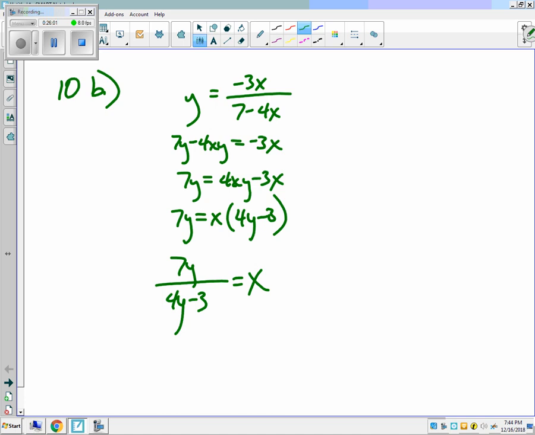Now here's the thing. I want your answer as a function of x. Remember, we use this inverse notation on it. The whole idea of these 2 days in class was that we switched all of our x's and y's. So I'm just going to make those y's x's. That's all I did.